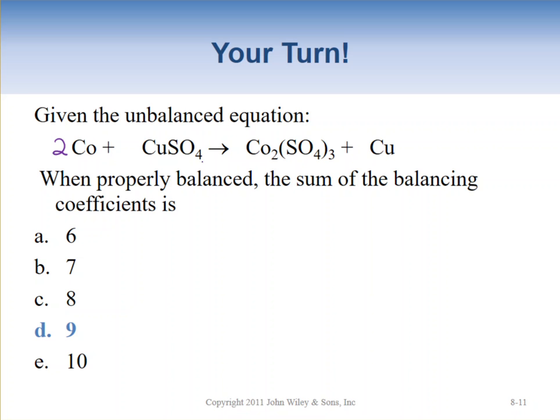Now for sulfate ion, you see 1 sulfate in the reactant and 3 sulfates on the product. So to balance the number of sulfates, you need the coefficient of 3. And as soon as you put that 3 in front of copper 2 sulfate, the number of copper atoms changes. So you gotta put the coefficient of 3 for copper as well. Now the sum of the balancing coefficients is going to be 9.